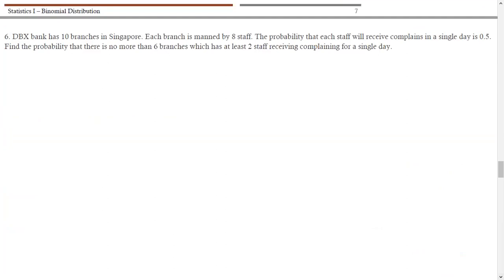Okay, question 6. Question 6 is not so guided. Just now, question 5 was guided because it asked you to calculate the tier 1 probability first. In this case, we need to find out what the tier 1 probability is. So we have a DBX bank with 10 branches in Singapore. Each branch is manned by 8 staff. The probability that each staff will receive a complaint in a single day is 0.5. Find the probability that there are no more than 6 branches with at least 2 staff receiving a complaint.